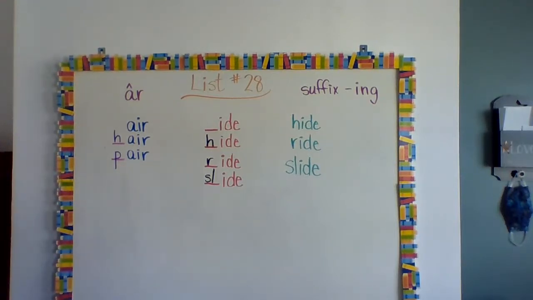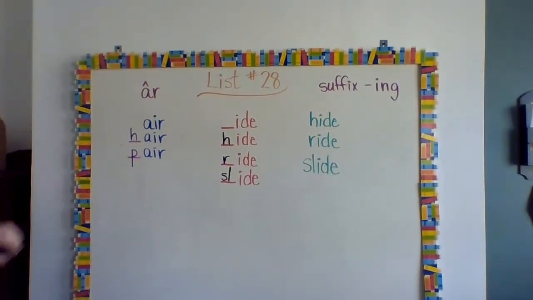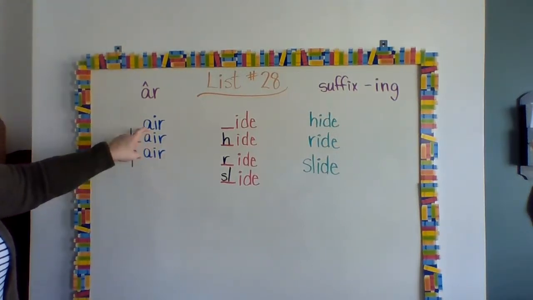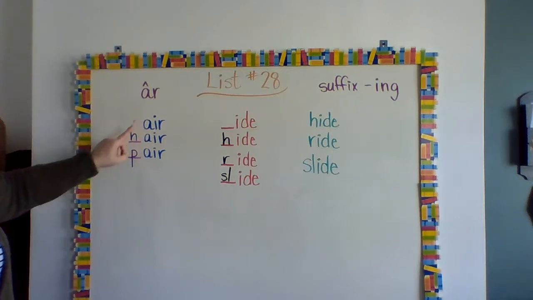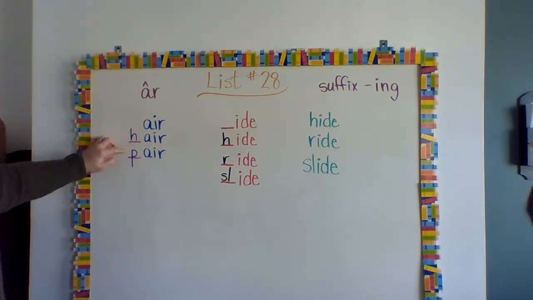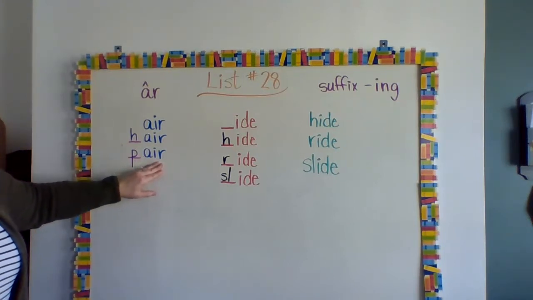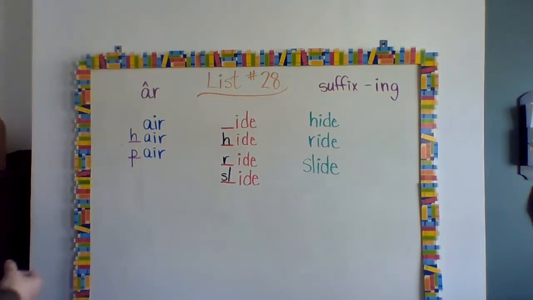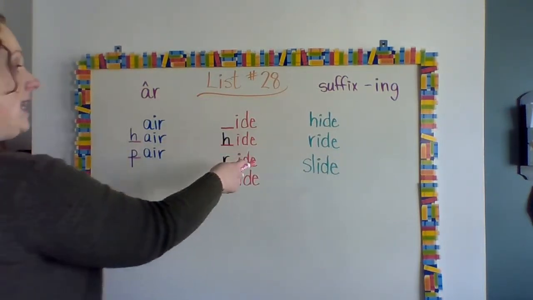I tried to color code these a little different so that you can see that these all stay the same. So this is the word you need to learn, air, and then your just beginning letter changes to hair and pear. And this is a pair of shoes. So a pair means two, okay? Go ahead and move to the second column.